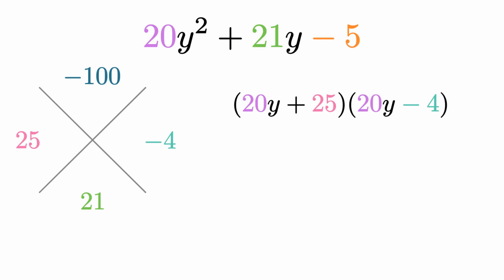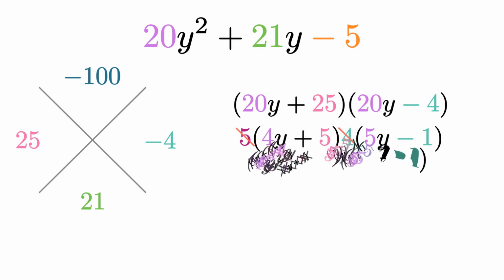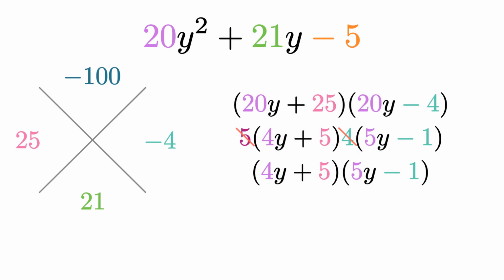Once again, we are going to factor both of these groupings because they're both factorable. So we can take out a 5 from the 20y plus 25, and that'll leave us with 4y plus 5. And we'll factor out a 4 from the 20y minus 4, and that'll leave us with 5y minus 1. Once we do that, we can cancel out what we factored. We can cancel out the 5 and 4, and it'll leave us with 4y plus 5 times 5y minus 1. Or you can do 5y minus 1 times 4y plus 5. Remember, order does not matter.